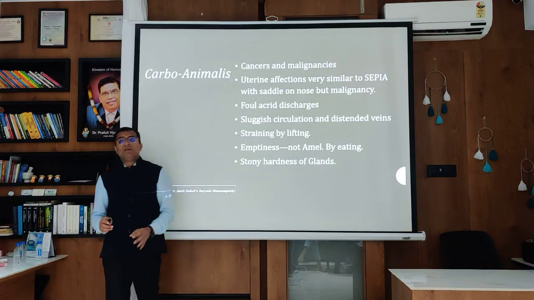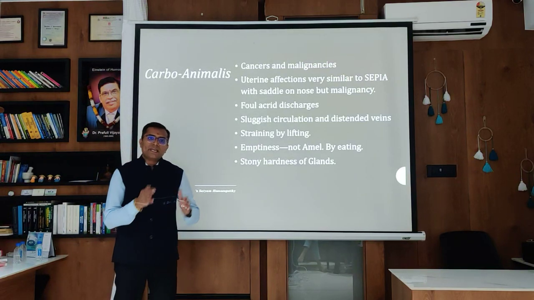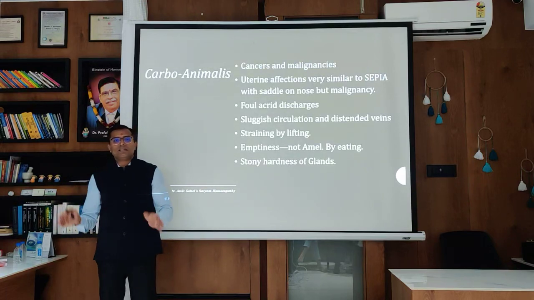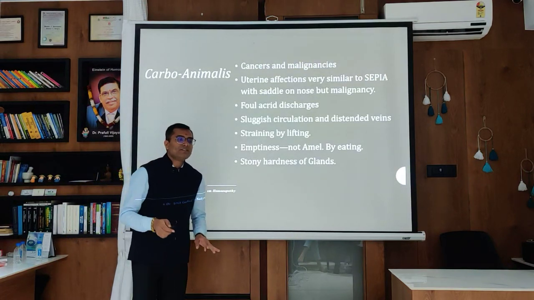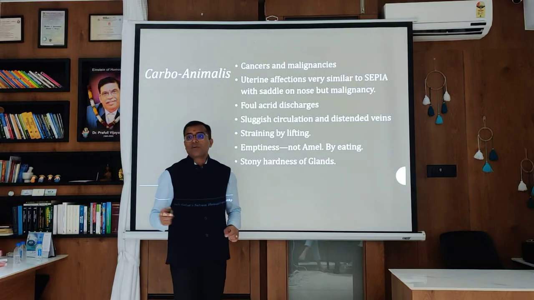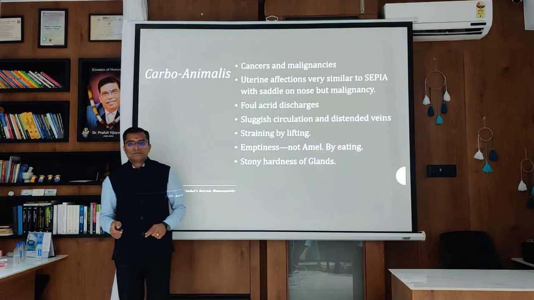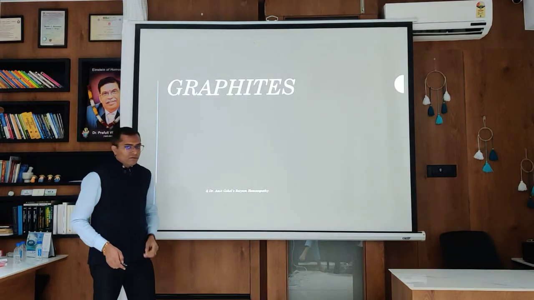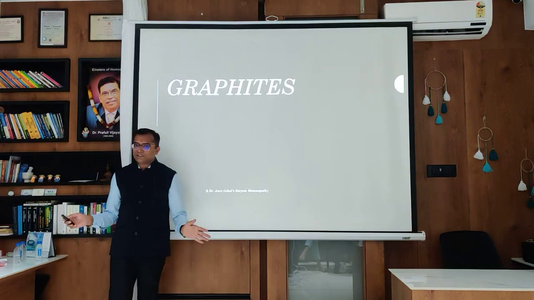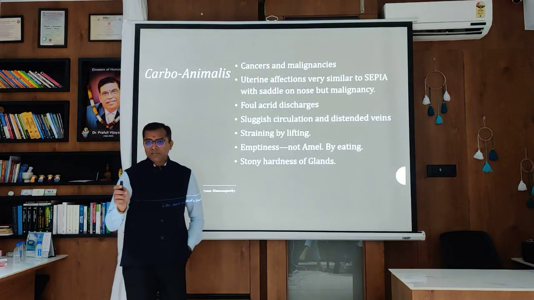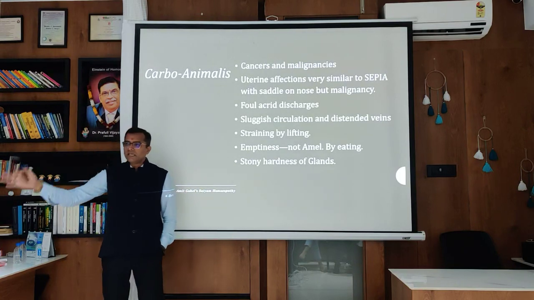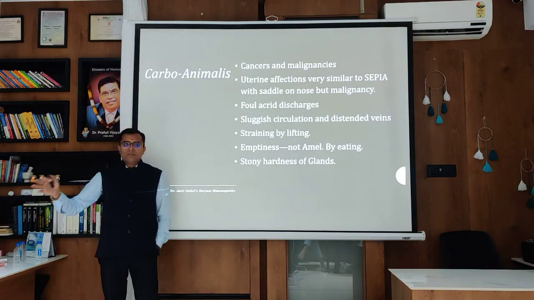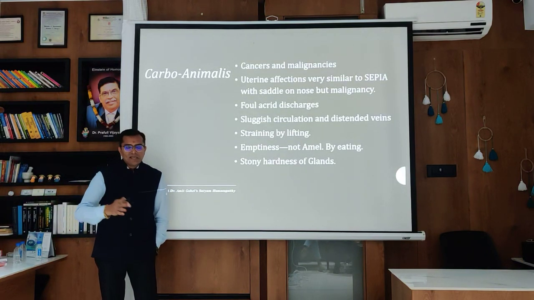Okay. Another remedy for cancer is Cenchris. When there is cancer plus worm infestation, you can directly think of Cenchris. Cenchris is for the hardness of the cancer. Sarcoma. We have Graphites, so Carbo animalis is gone. Are you getting me? Carbon plus weakness plus tendency to malignancy plus Sepia-like symptoms plus malignancy, offensiveness of the discharge and hardness of the gland. That's all for Carbo animalis.